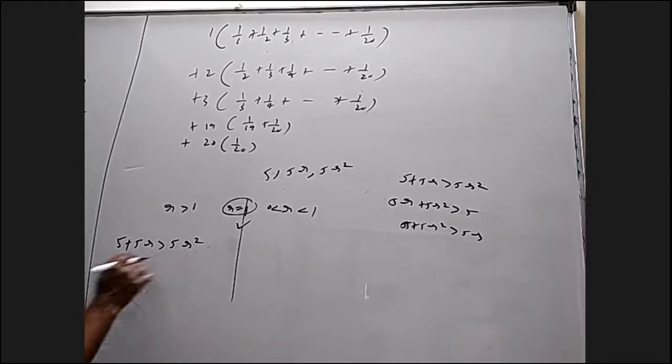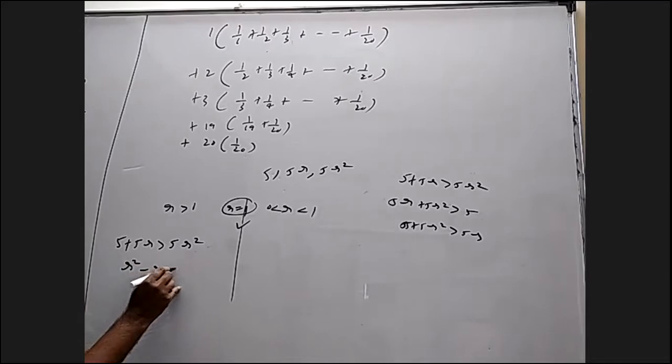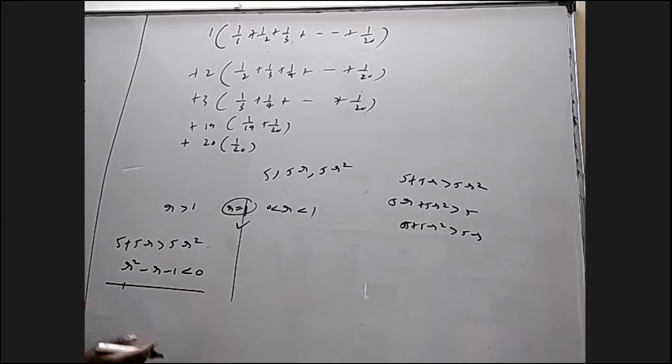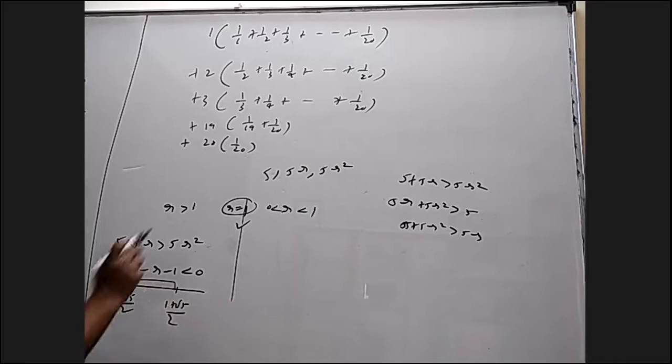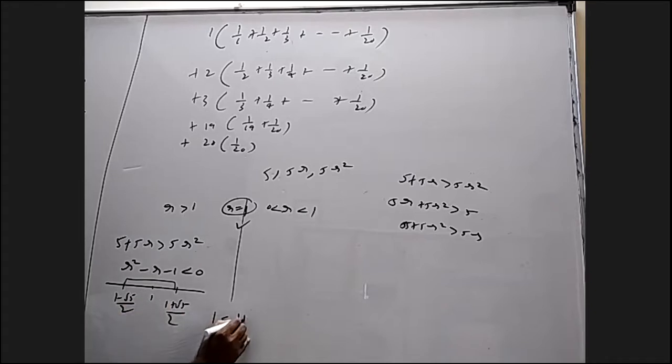Okay, now this, if I cancel 5, I'll get r square minus r minus 1 less than 0. When I find the roots of this, I'll be getting 1 plus or minus root 5 by 2. So 1 minus root 5 by 2, 1 plus root 5 by 2. r should be between them, but r should be more than 1. 1 is somewhere here. So we'll get 1 less than r less than 1 plus root 5 by 2.